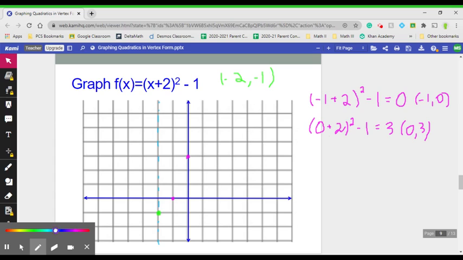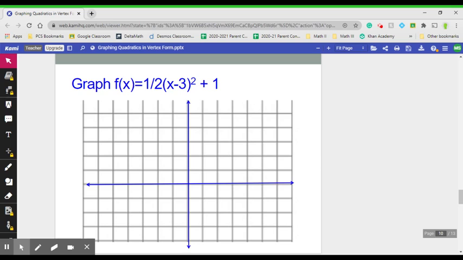And we can reflect these points. And I can reflect my top one right directly over. And then I can reflect my bottom one directly over as well. And I can draw my parabola through these points like so. And then the right half would be a reflection of that as well. And that wraps up the function f of x equals (x plus 2) squared minus 1.